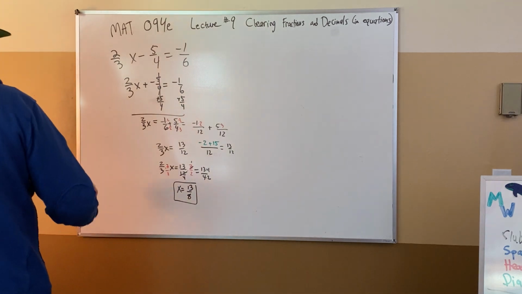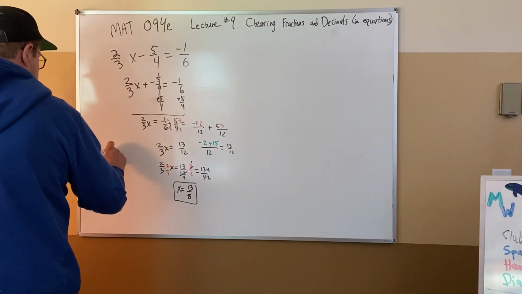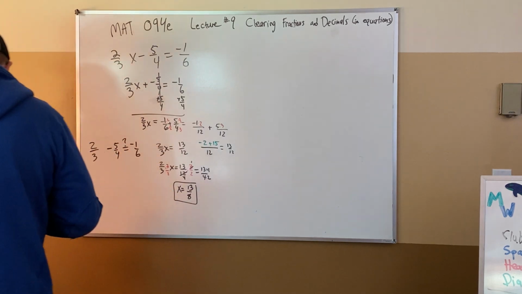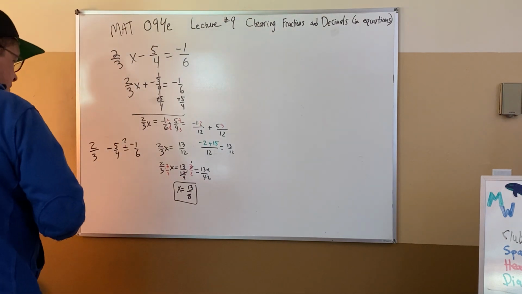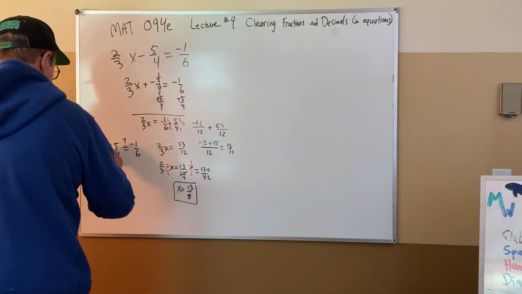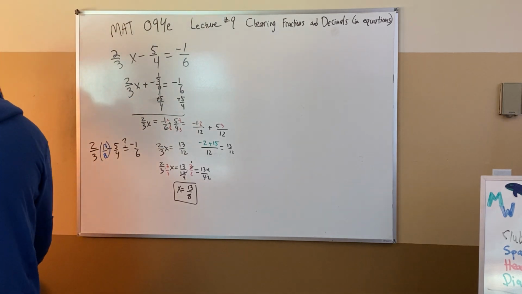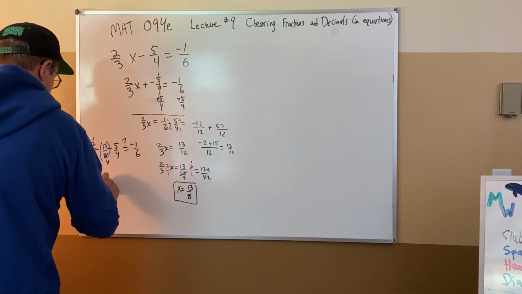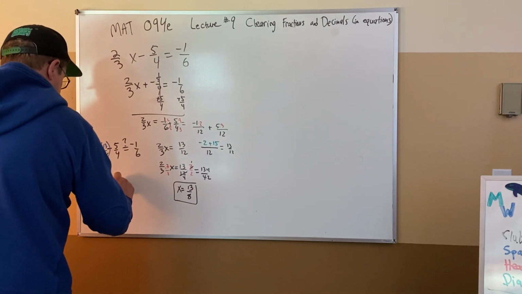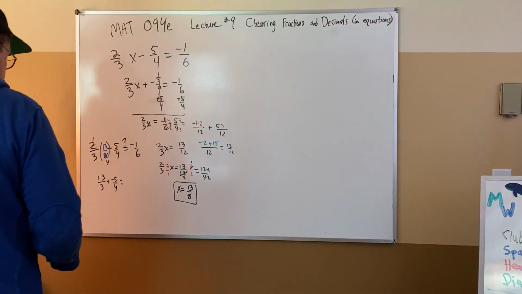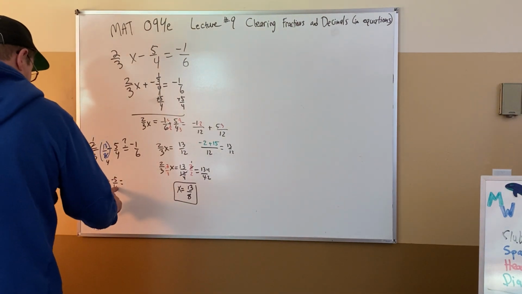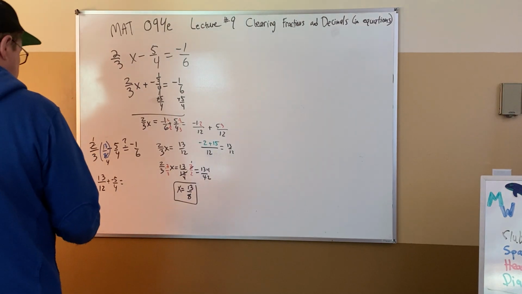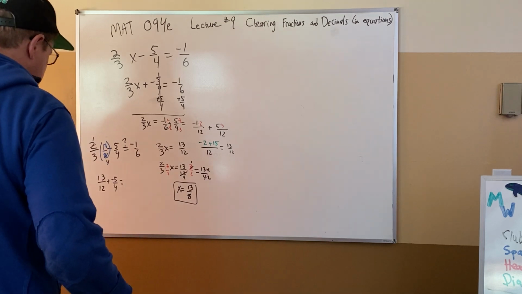Let's check that out. 13 over 8 in there. 2/3 times my number minus 5/4 is supposed to equal negative 1/6. My number is 13 over 8. Therefore, we divide by 2 for 4, divide by 2 for 1. We've got 13 over 3 plus negative 5 over 4. Oh, not 13 over 3, 13 over 12, minus 5 over 4 is supposed to equal negative 1/6.